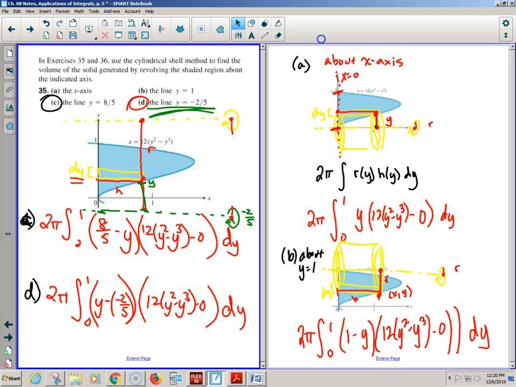So whenever you have dy and my radius is a y, if the axis is on top, it'd be axis minus y. If the axis is on bottom, y minus axis. Yeah, you can make yourself little tricks, little hints, little clues. There is a system to it.